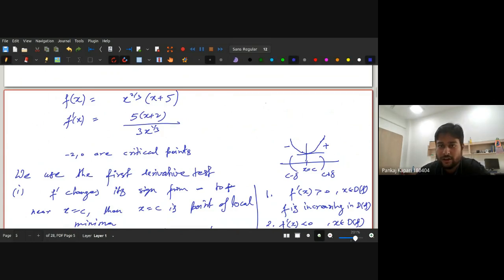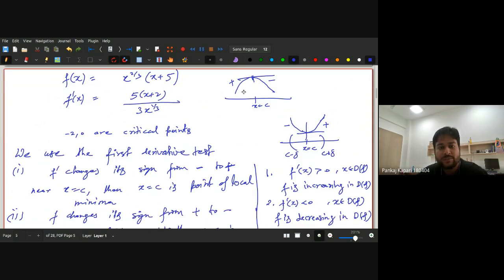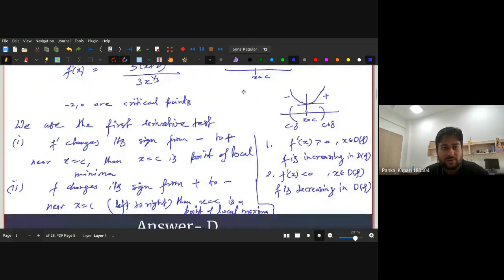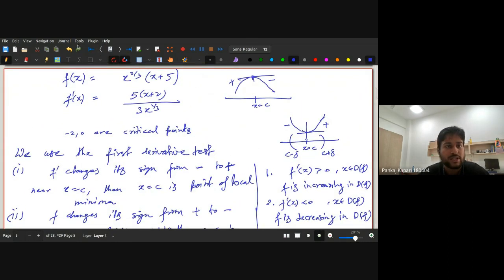Again, I can draw a picture. Okay, so you have x equal to c, and locally the sign is changing from positive to negative. Initially it was positive and then it goes down. Positive means the function was increasing, and negative means the function is decreasing. So at x equal to c, this is a point of local maximum. This derivative test we will use to decide the nature of critical points.